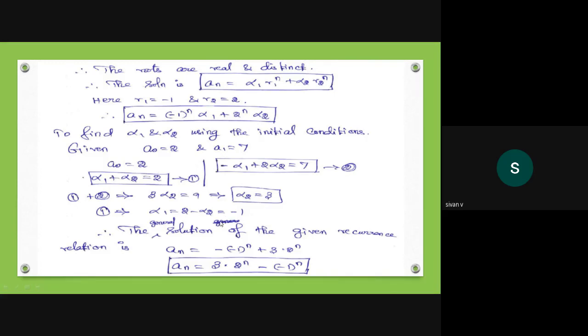Therefore, the general solution of the given recurrence relation is an equals minus of (minus 1) power n plus thrice of 2 power n. If possible, anything common you can take outside. Here nothing is common, so you can keep it as it is: 3 into 2 power n minus (minus 1) power n. This is the solution of the given recurrence relation.